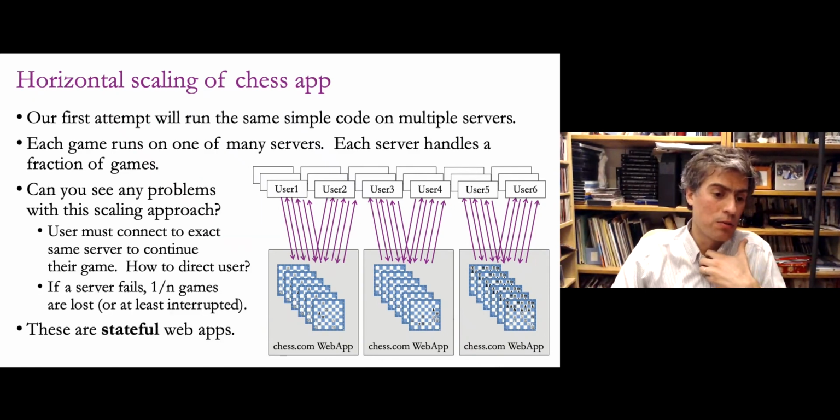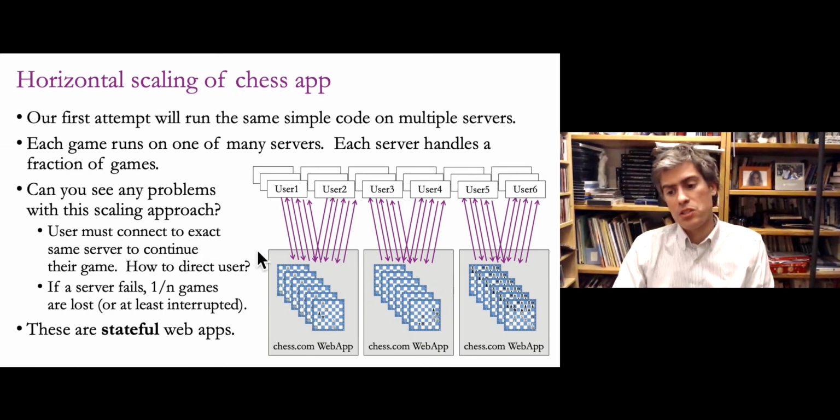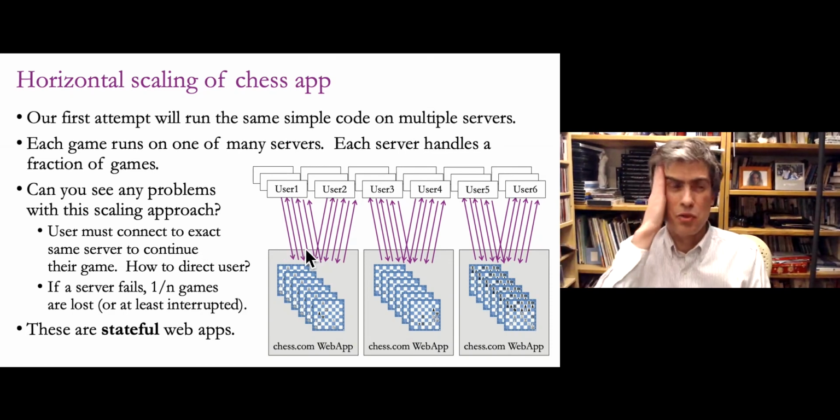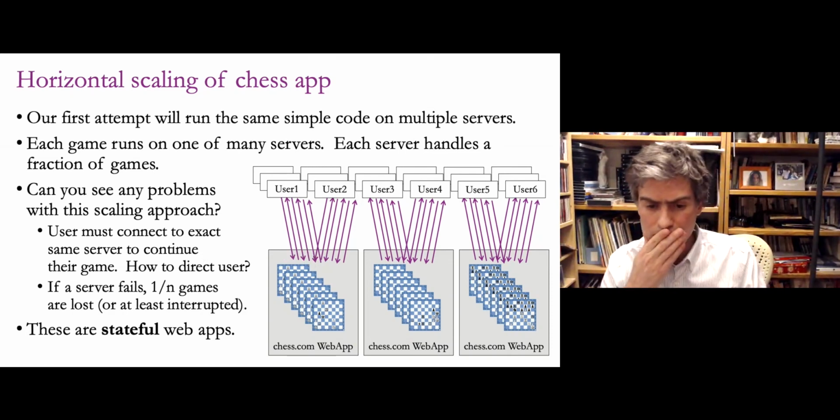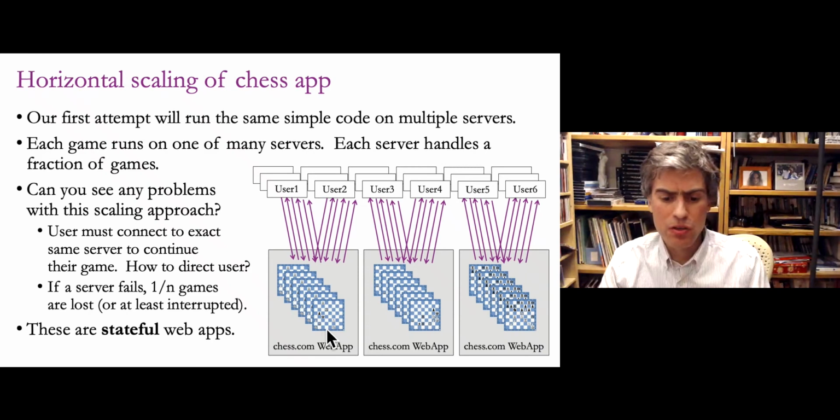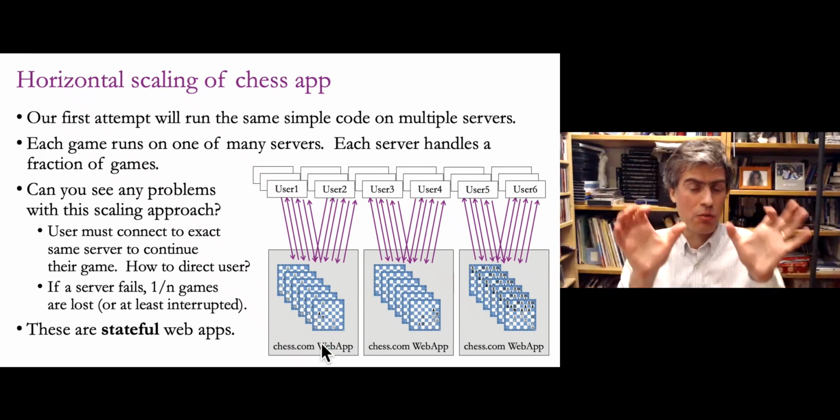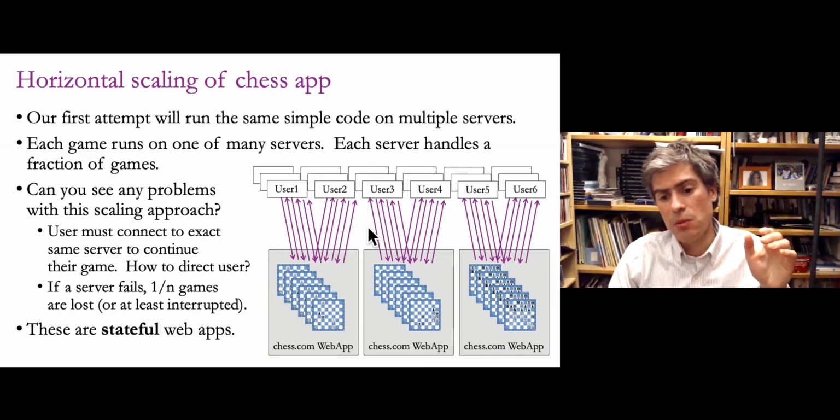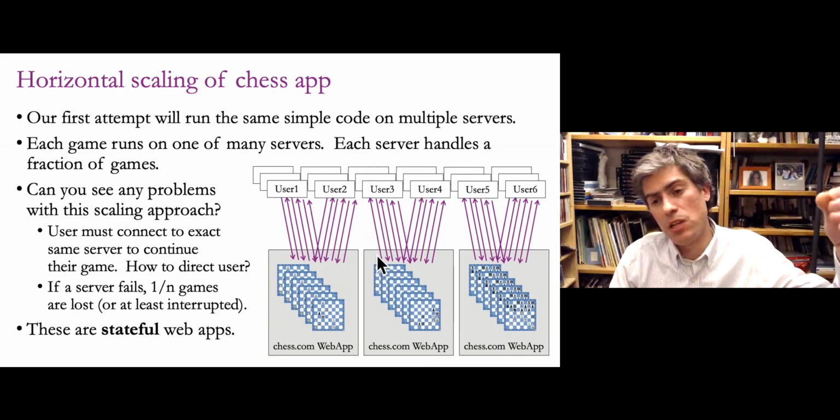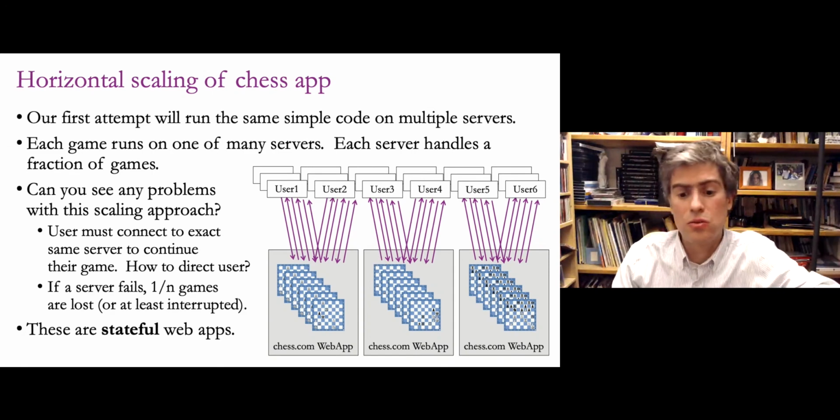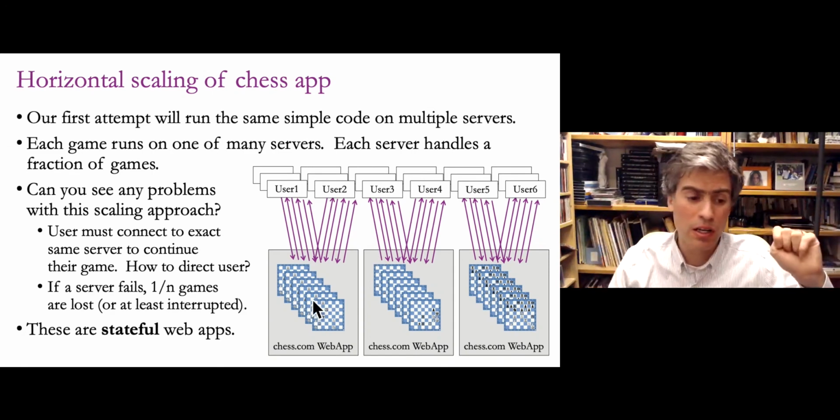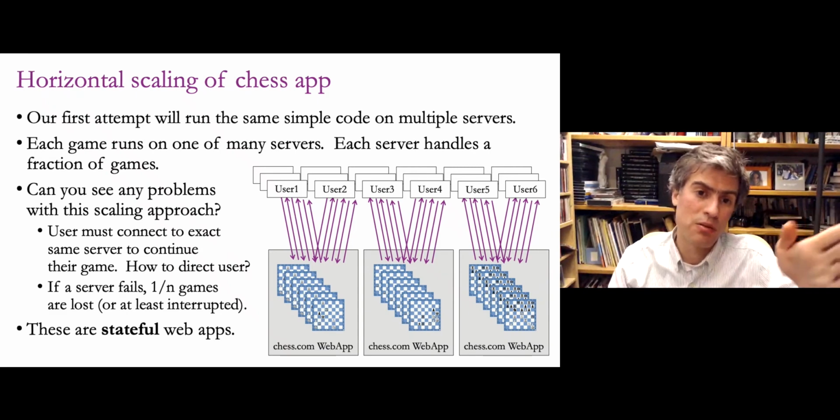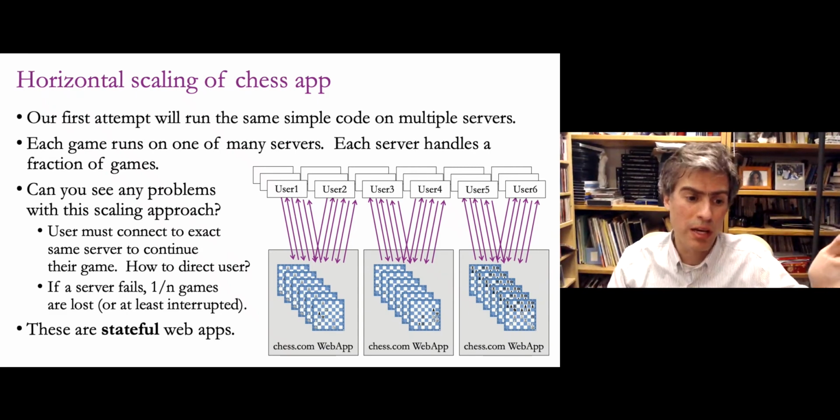Well, I see a few. And I mentioned some of them, right? So the user has to connect to the exact same server to continue playing, which sounds okay, but you have to think about how that's really going to work in practice. Like, if the users are visiting a website like chess.com, the web browser is connected to chess.com, that's one location. And so you might have to connect somewhere first, and that place you connect to has to direct you to the right instance. We're going to call that a load balancer later on. That load balancer has to always connect the same user to the same backend server.